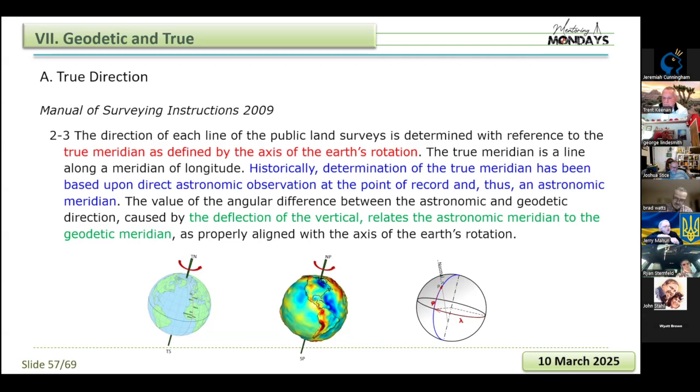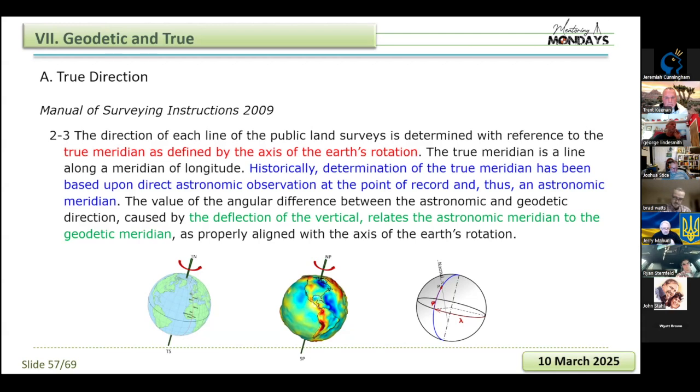Now, in the 1979 manual, the one that preceded this one, this isn't in there. Nothing in there is about the deflection of the vertical. That's because the datum at that time was the 27 datum, and in the 27 datum, remember, the geoid and the ellipsoid coincided. There was no deflection of the vertical. But under 83, they're separated, and there is.